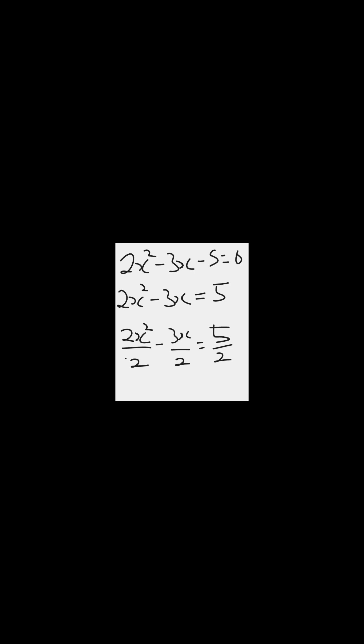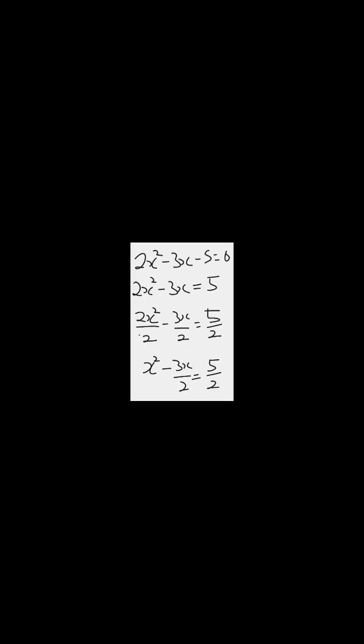If you divide both sides by 2, you're going to have 2x squared divided by 2 minus 3x over 2 is equal to 5 over 2. Beautiful. So at this point, the 2 will cancel out the 2, and you're left with x squared minus 3x over 2 is equal to 5 over 2. So our new equation is x squared minus 3x over 2 is equal to 5 over 2.